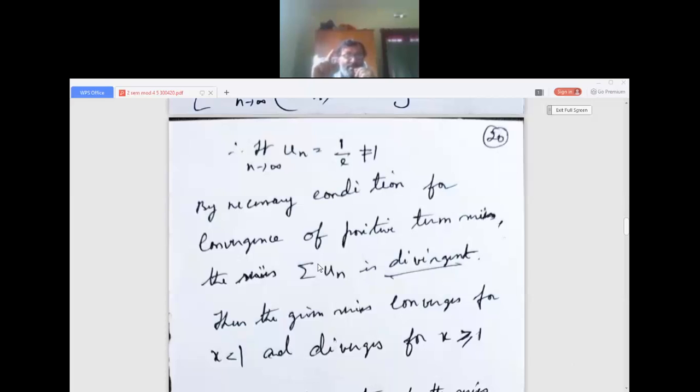By the necessary condition for convergence of positive term series, if the limit is equal to 1, sigma un is convergent. If it is not equal to 1, sigma un is divergent by the necessary condition. Therefore, by using the same necessary condition of positive term series, the series sigma un is divergent. So in this case, it will be divergent.